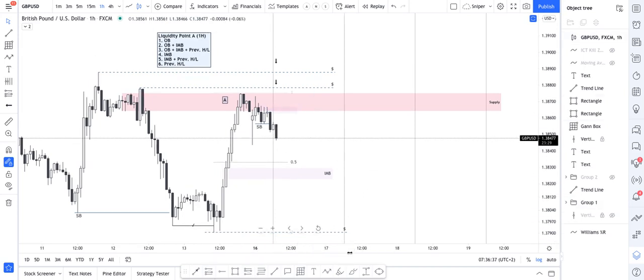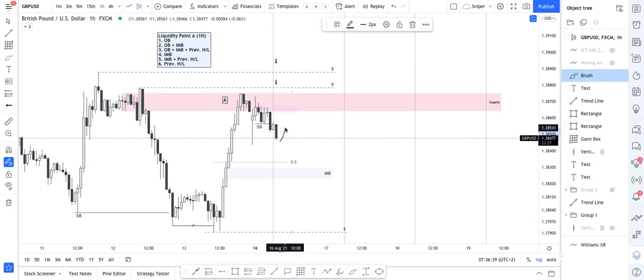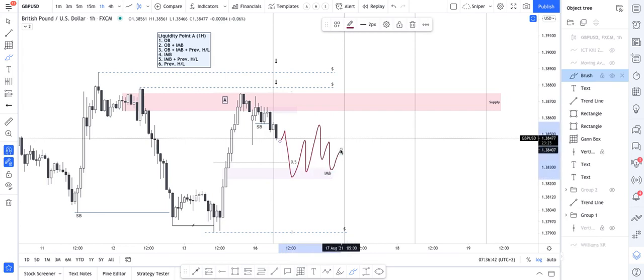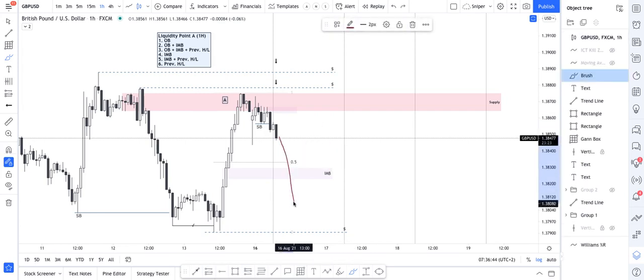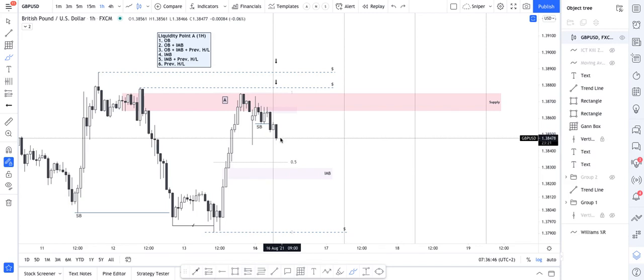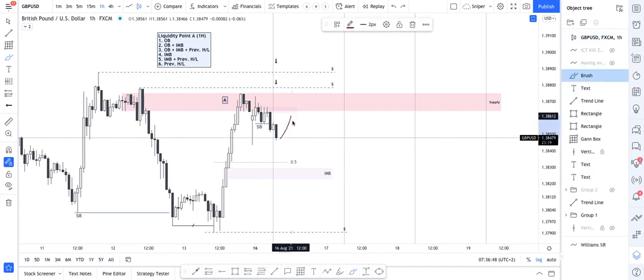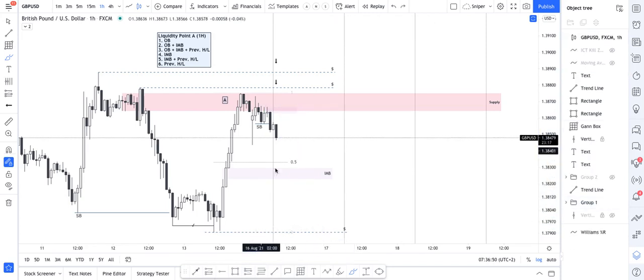So something is going to happen in between these lines. We're going to either see price moving sideways, or we're going to see price moving down and up and down, or we're going to see price just making a small pullback and then continuing down lower. There are various things that can happen between these two lines.